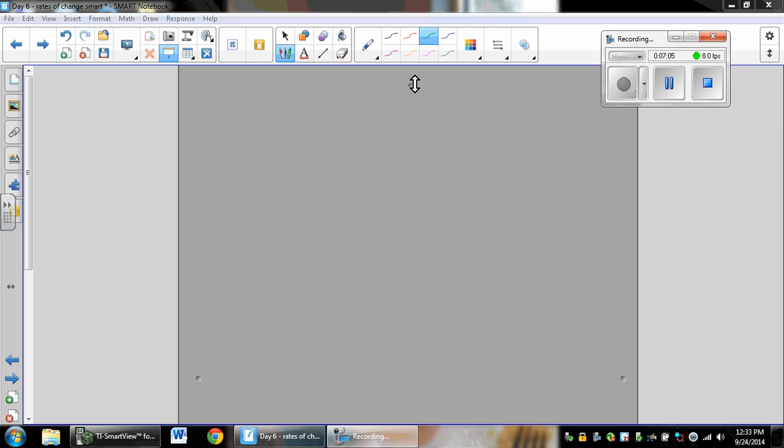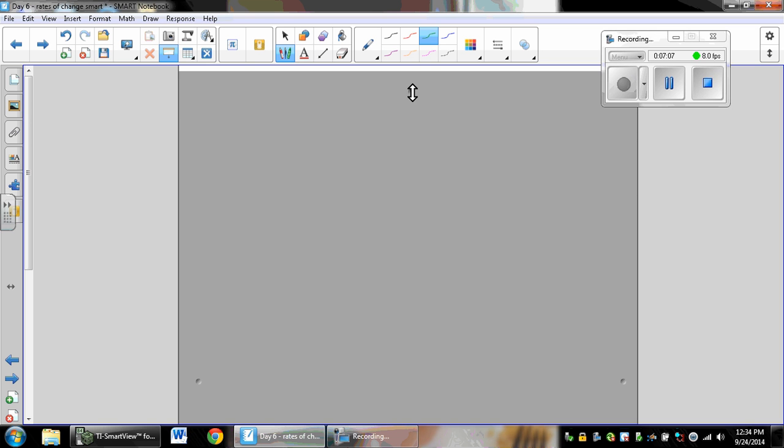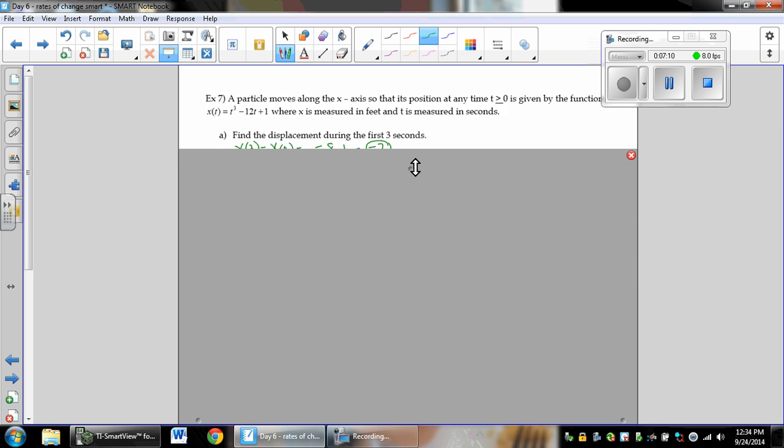Hello, welcome back. So hopefully you've gone through everything, given it a shot. When we look at this next one here, find the displacement during the first 3 seconds. So displacement is just change of position. So our position changed from x of 0 to x of 3. So that's just going to be -7.